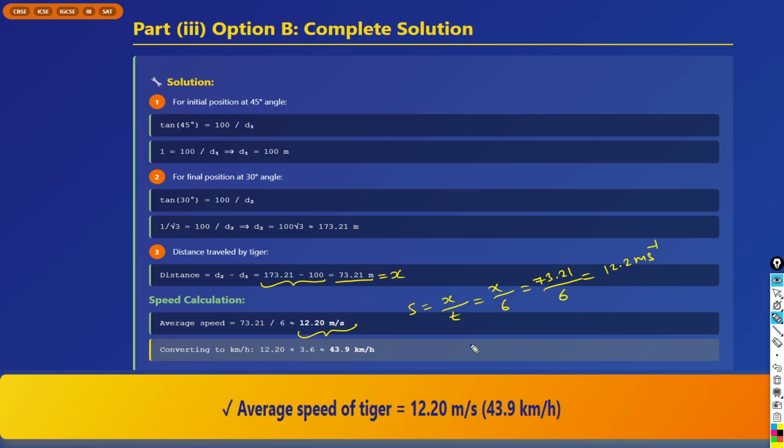In kilometer per hour, to convert meter per second to kilometer per hour, I can simply write it as 12.2 into 18 by 5 kilometer per hour. That is 12.2 into 3.6 kilometer per hour. That would give me 43.9 kilometer per hour. That would be the speed of the tiger.